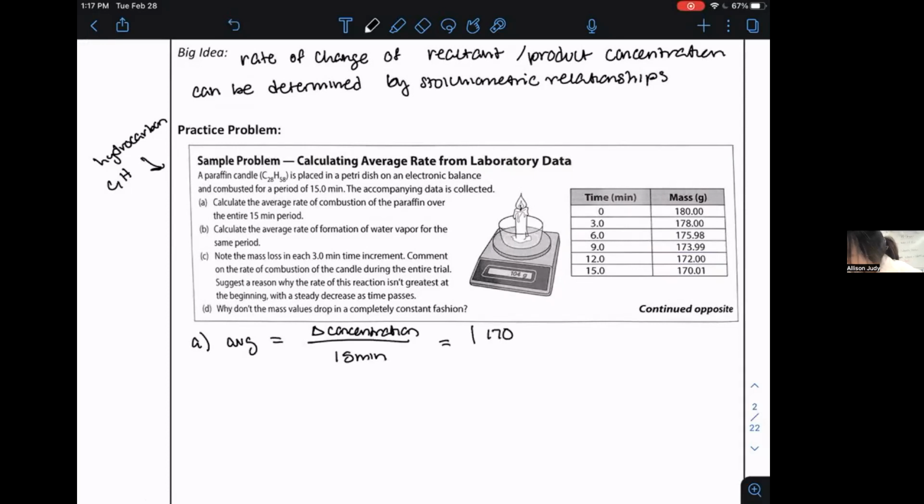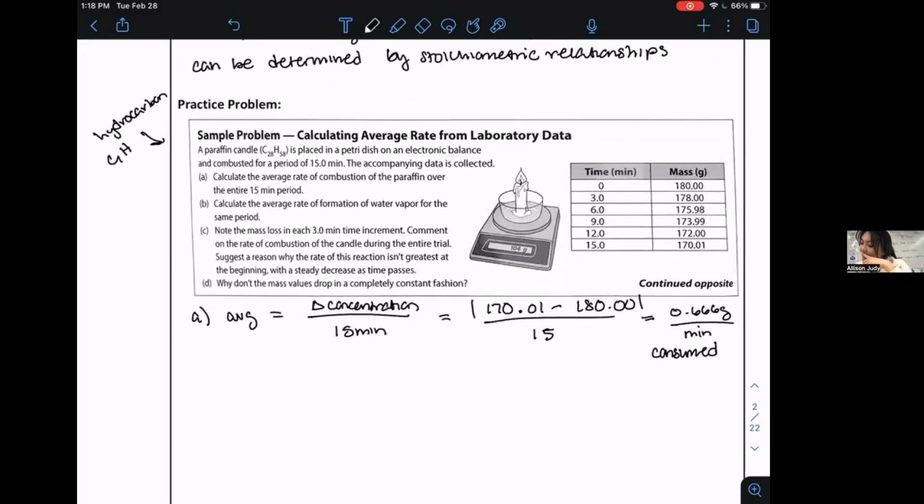One's absolute value of 170.01 minus 180.00. This is nice sig figs, guys. Look at these five sig fig values all over 15. Okay, giving me a rate of... I'm combusting it, which means I'm losing it. So I'm going to say 0.666. That's a really unfortunate number. Grams per minute consumed, used up, or combusted. Okay. So make sure you're also pairing the conceptual with the number. Is it me producing it, or is it me using it up?